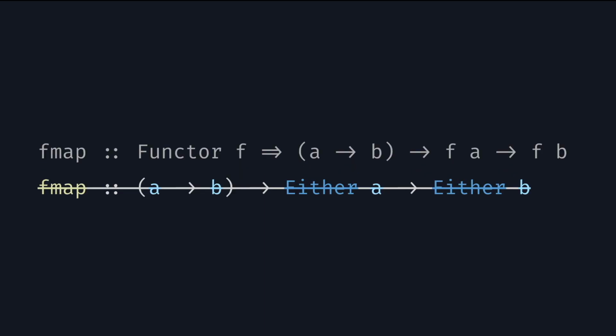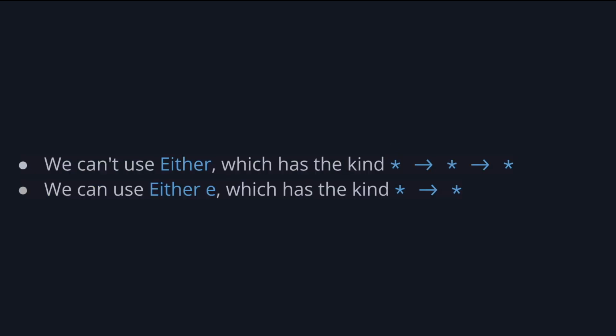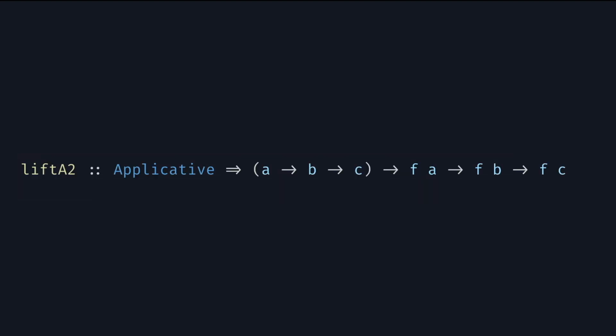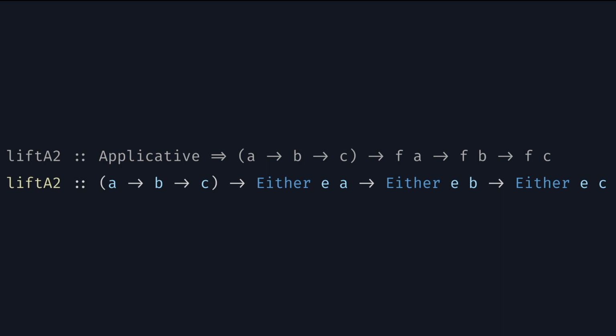If we try to do this for Either, we would get something like this, and neither Either A nor Either B are saturated, so this is not going to type check. For the same reason, if we try to substitute f with, say, Int, we'll get a nonsense type as well. While we can't use Either, we can use Either E, which has the kind Type to Type. Now let's try substituting f with Either E in the signature. We take liftA2 and we get liftA2 for Either E.